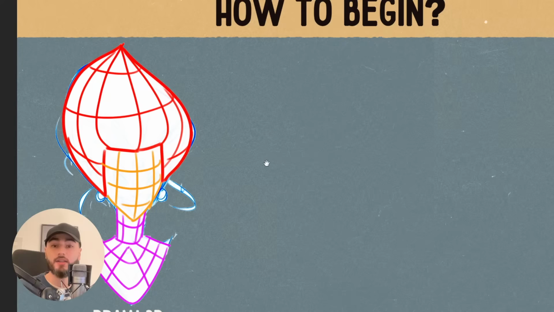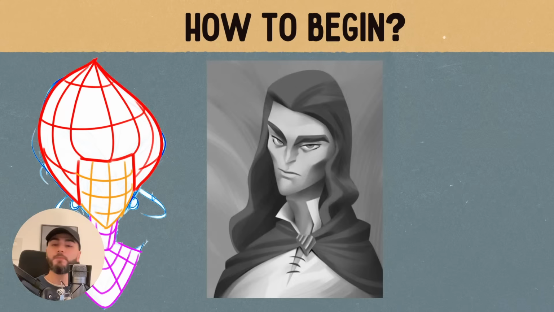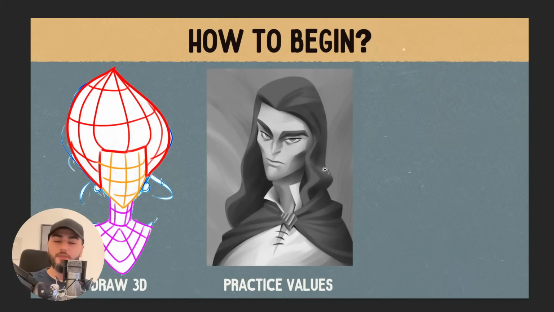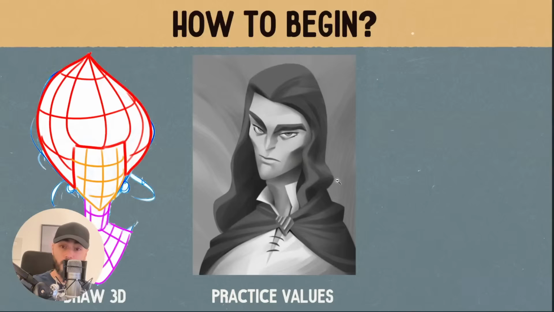Tip number two, please, for the love of God, if you are struggling with your values, with your rendering, practice it in values. There is absolutely no reason for you to complicate your life with color if you can practice with values. Believe me, it is much more complex to go into colors, but if you have your values solid, it's gonna make things easier. So make sure to stay in values until you practice your technique, until you're able to convey a 3D form in a 2D surface, all right?